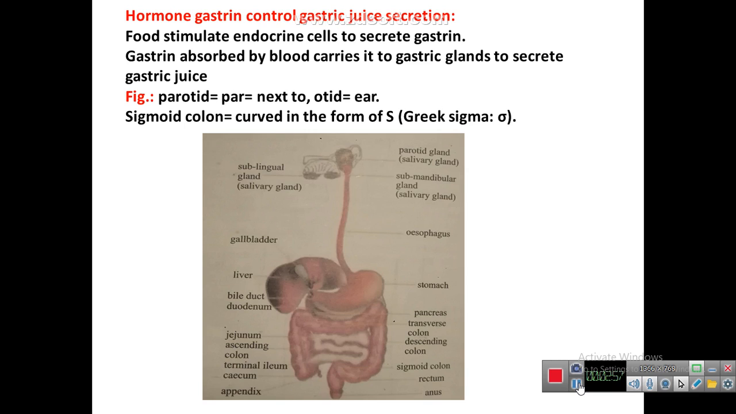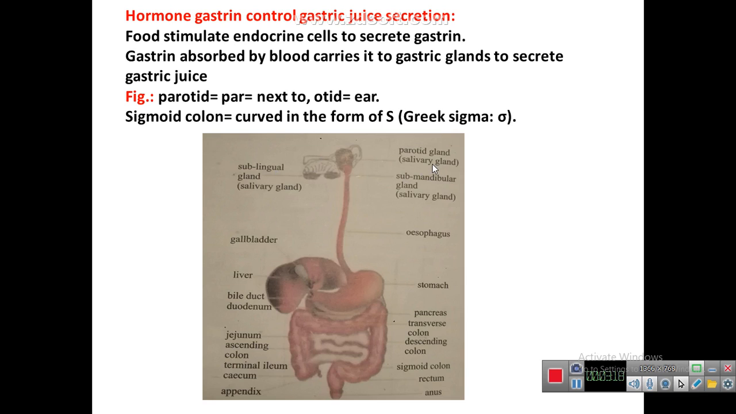The diagram of the alimentary canal of a human being. Mouth region, salivary glands are present in the mouth. There are 3 different types of salivary glands on the basis of their location. Sublingual, lingual is derived from a Latin word lingua, which means tongue. Sub is for below.